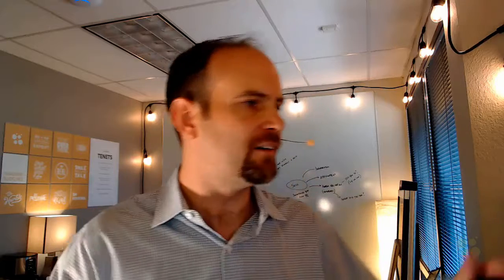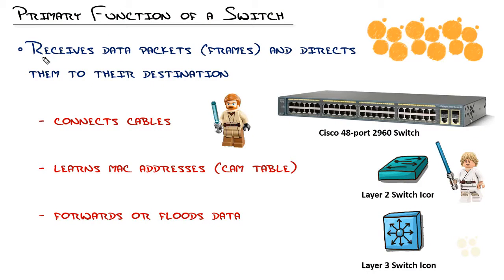And that's where I want to pause for a moment and clearly define what is the primary function of a switch. It is to receive data packets, which are known as frames. By the way, everybody calls them packets. Technically, that's wrong, but the heart behind it is okay. They're called frames when they're going through a switch. I'll show you why in just a second. And directs those frames to their destination.